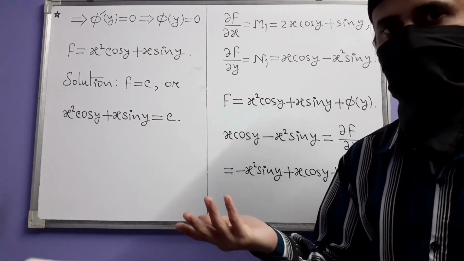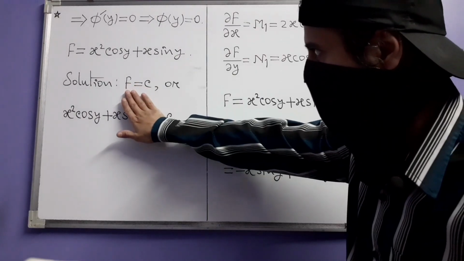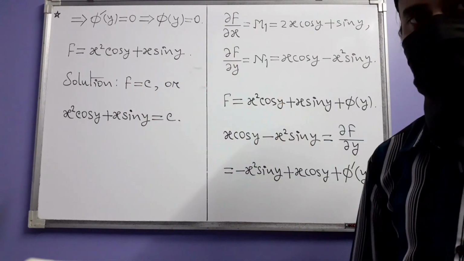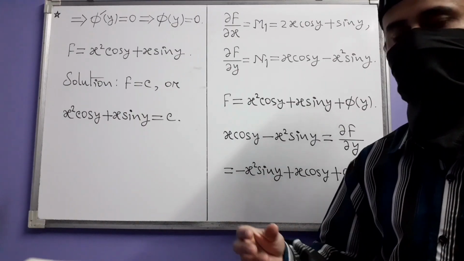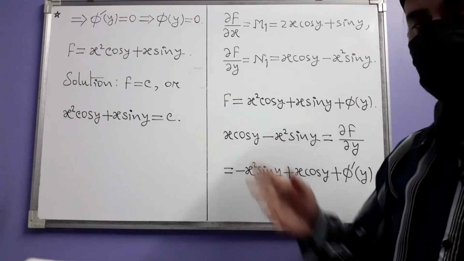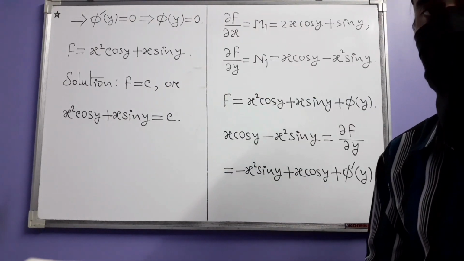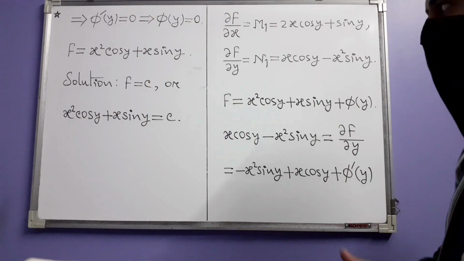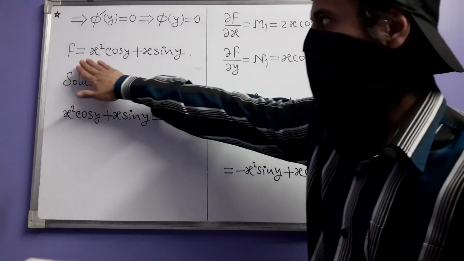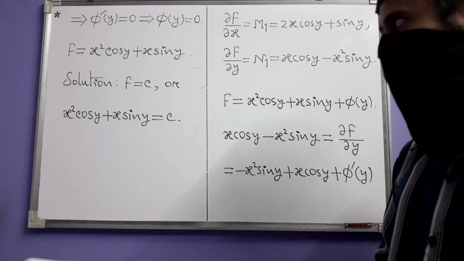General solution means the solution to the modified equation. That solution is f equal to constant. So if you have another plus constant here, those two constants can be merged together to form just one constant. So we do not gain or lose anything by simply taking phi of y equal to 0. If anything, it simplifies the situation. That's it. So that way, this is our f, x squared cos y plus x sin y.